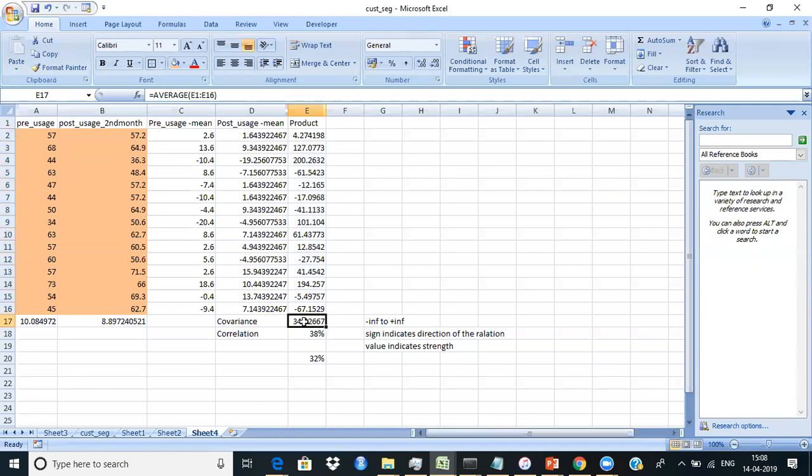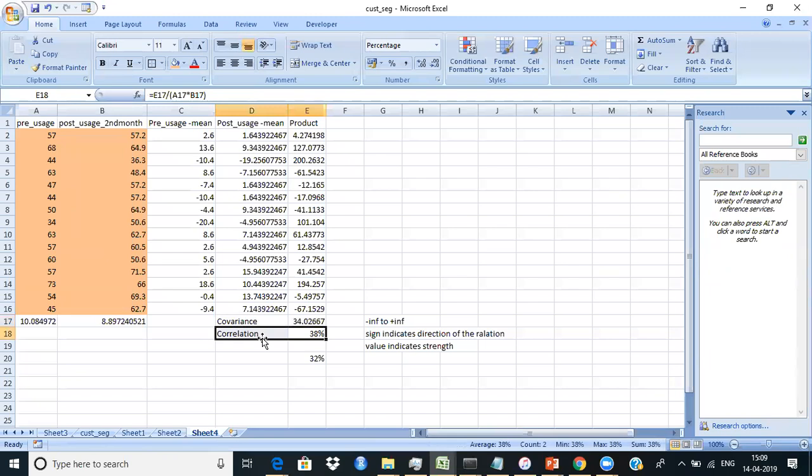From covariance, you can get the direction. But if you want to explain in percentage terms how strong the relationship is, correlation is better. Correlation also has a sign, so it gives you the direction, and it is also a bounded value, so you can express it in a percentage. That's why people do not typically use covariance. They will always use correlation if you want to look at the relationship between two numeric variables.